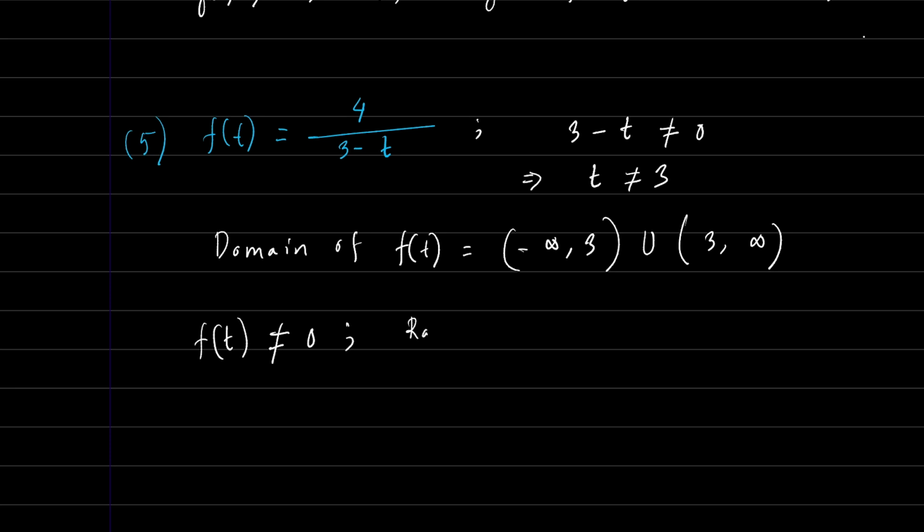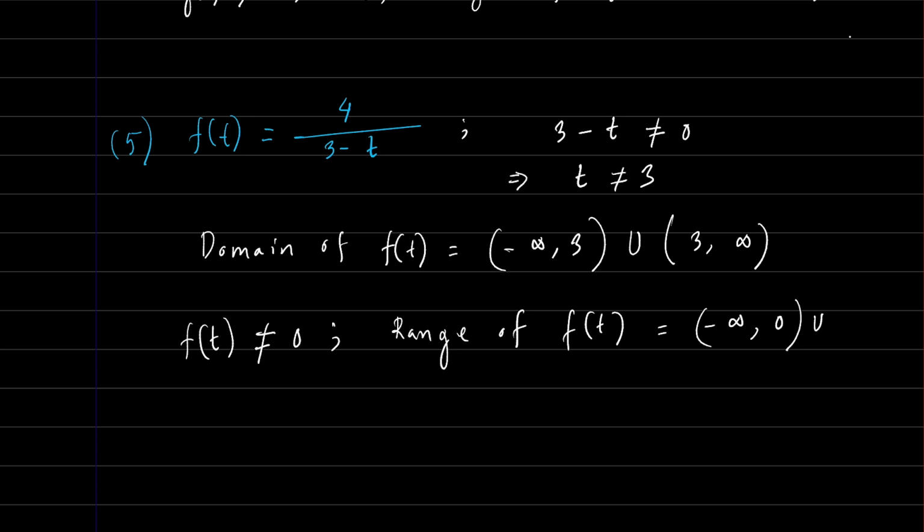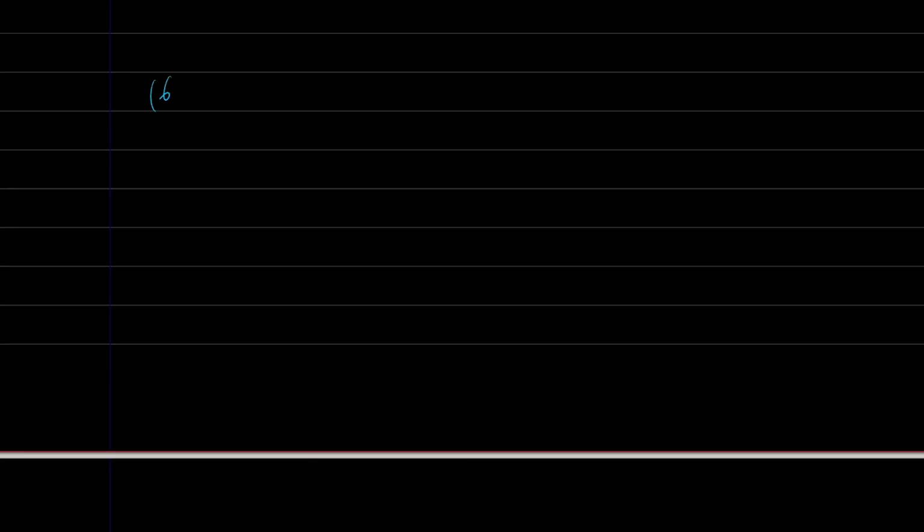So range of f of t is minus infinity to 0 union 0 to plus infinity. So let's do number 6. Problem number 6. We have to find the domain and range of 2 over t square minus 16.